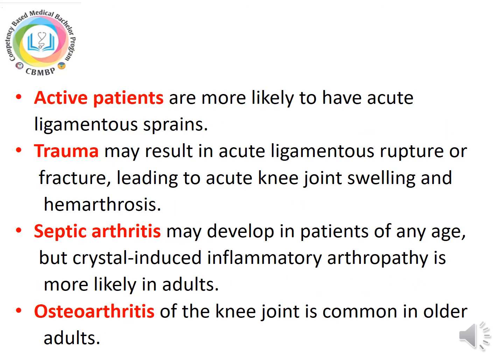Active patients are more likely to have acute ligamentous sprains. Trauma may result in acute ligament rupture or fracture, leading to acute knee joint swelling and hemarthrosis. Septic arthritis may develop in patients of any age, but crystal-induced inflammatory arthropathy is more likely in adults. Osteoarthritis of the knee joints is more common in older adults.